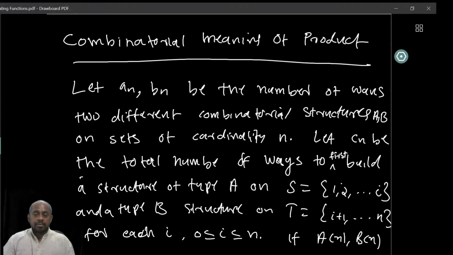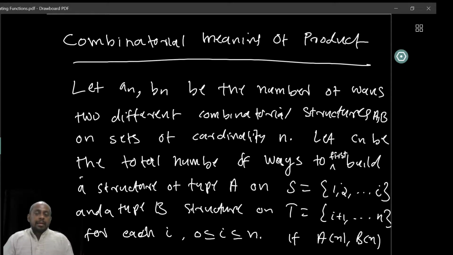up to i. Okay, so you basically split the set 1 to n into two intervals, 1 to i and i plus 1 to n. And on the first interval, 1 to i, you make a structure of type A. And on the second interval, which is i plus 1 to n, you make a type B structure, right? This you can do for each i, i ranging from 0 to n, which means that the interval can be empty also.